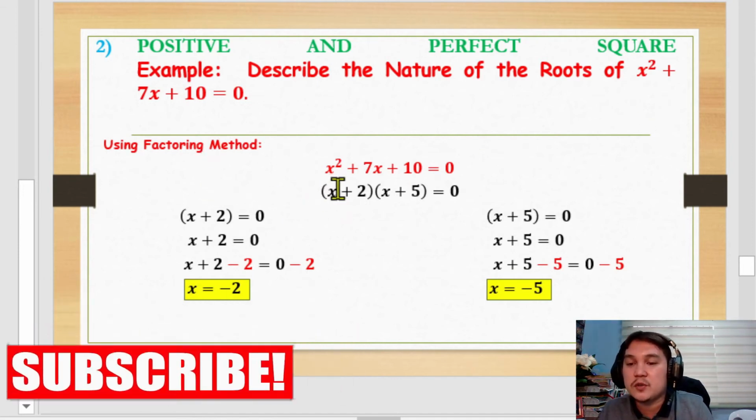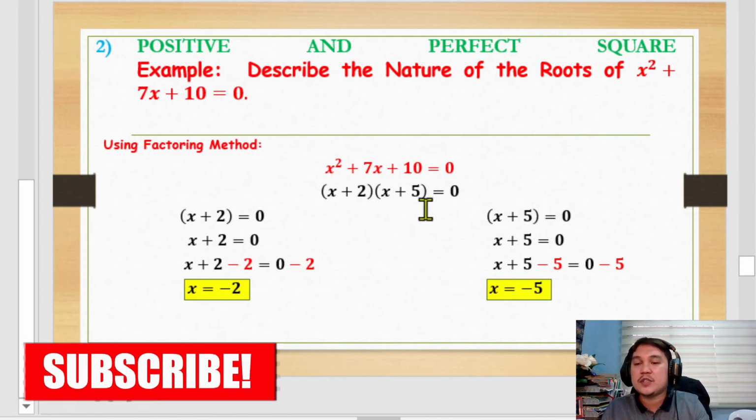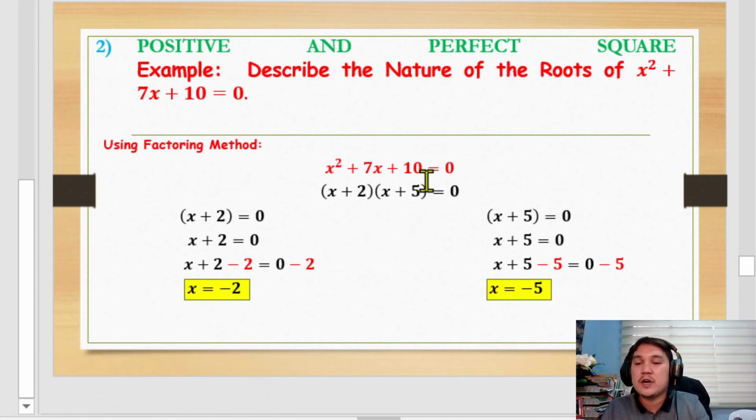What are the factors of x squared? We have x and x. And then, what are the factors of 10, wherein if we add them, that gives us 7? So we have 2 and 5, because if you add 5 and 2, that gives us 7. And both positive, so that is why positive and positive. So what we have here are two binomials. The first one is the quantity x plus 2 and then the quantity x plus 5 that is equal to 0. And then we equate the quantity x plus 2 and the quantity x plus 5 to 0 separately.